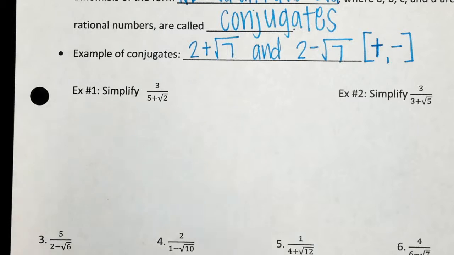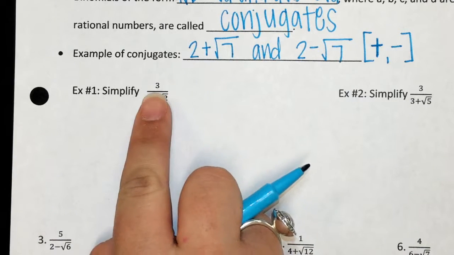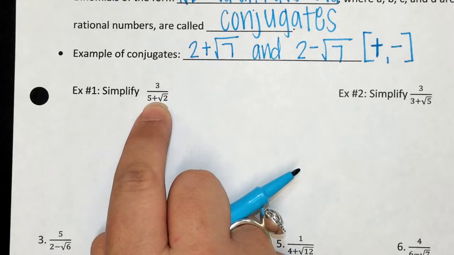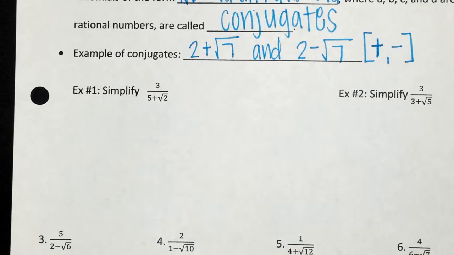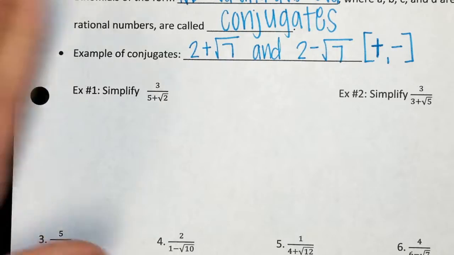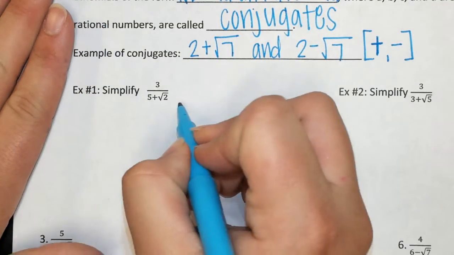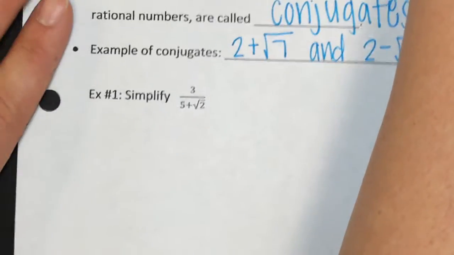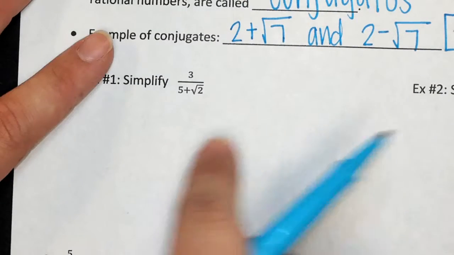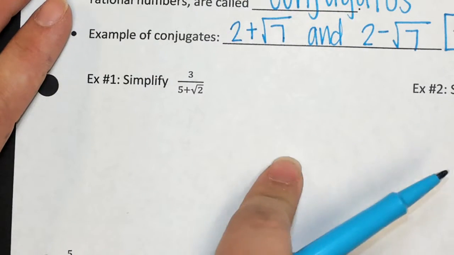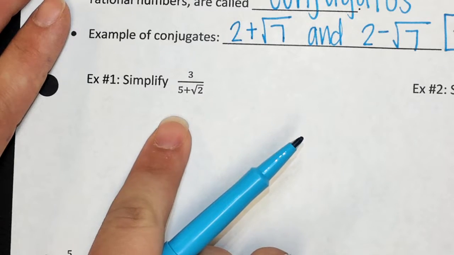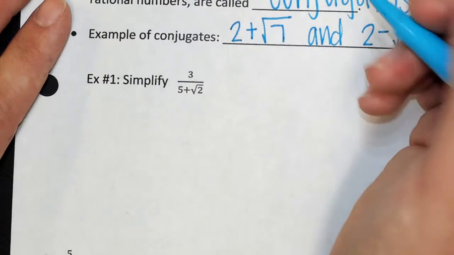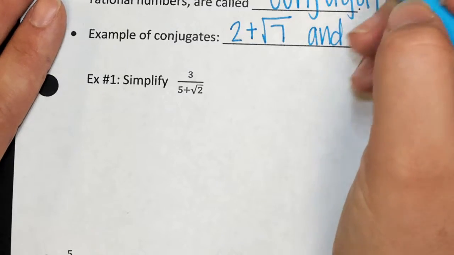So what a conjugate is, it's the same numbers, but what sign do you see right here? It's a plus. So the other one has to be a minus. So you have to multiply both the top and the bottom by the conjugate of 5 plus the square root of 2. The numbers stay the same. The only thing that changes is that we have to use a minus this time. So let's do an example, and you'll learn what I'm talking about.